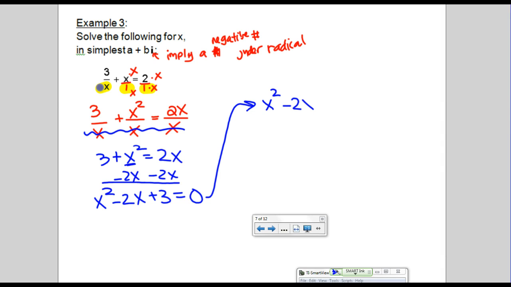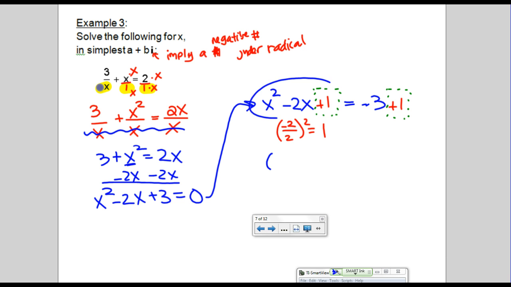So if you recall, with the completing the square method, I need to kick over the 3. So I'm going to subtract the 3 over. And then I need to figure out what number to add here and also add to the other side. If I take that middle term, the x term, cut it in half and square it, I get 1. So I'm going to add a 1 to both sides. And then you're going to factor this side, which is going to be x minus 1 squared equals -2.